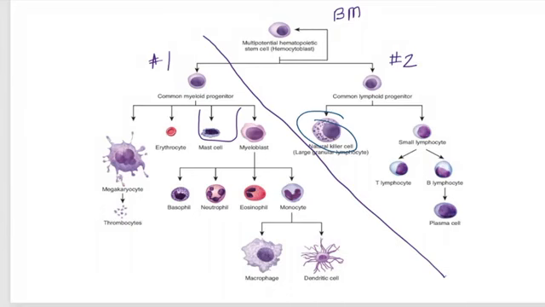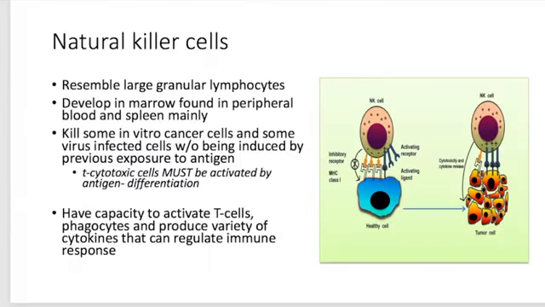So natural killer cells are really unique and cool. They have involvement in killing cancer cells as well as virus infected cells without previous exposure. So this is how they differentiate from T cytotoxic cells. T cytotoxic cells must be activated by an antigen, so they have to be exposed previously. Natural killer cells do not need a previous exposure, meaning that they will kill without being exposed.